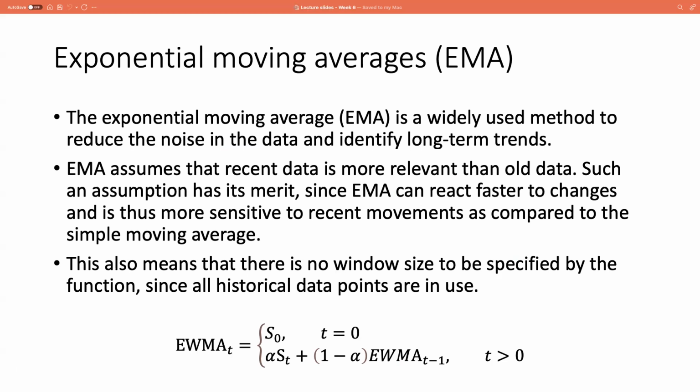So you see this formulation does not involve a window size. Which means we just need to choose the value of alpha between 0 and 1, and then the calculation will proceed.